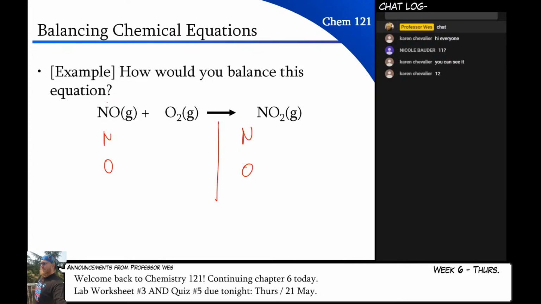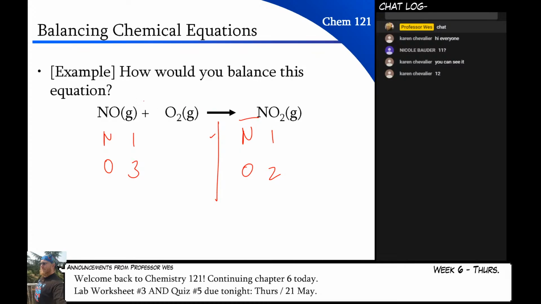I'm going to inventory both sides, so I have 1 nitrogen on the left and 3 oxygen on the right. I got 1 nitrogen on the left and 2 oxygen on the right. This one's done, but my oxygen isn't. What's my first move? And when you look at this, you should see, oh, there's only one place that would make sense to start. And that is over on the right with NO2.